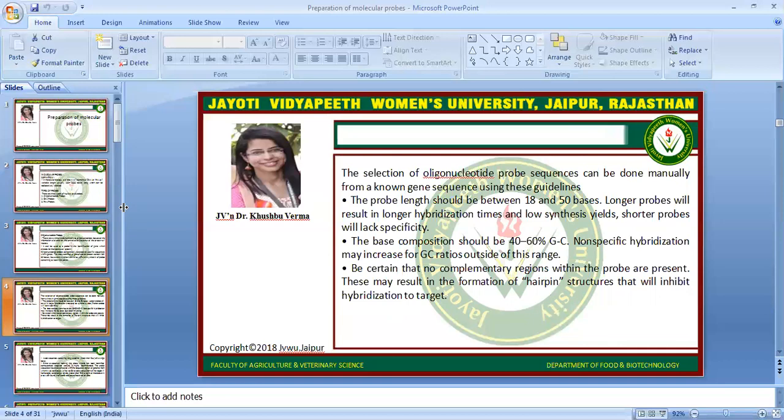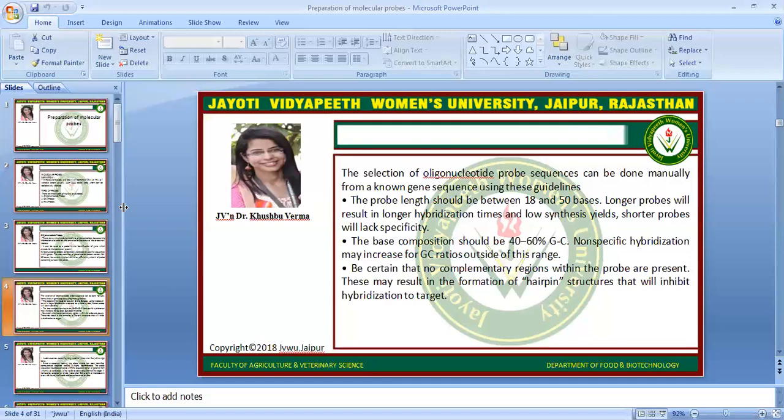The base composition should be 40 to 60% GC content. Non-specific hybridization may increase for a GC ratio outside of this range. The next guideline is to be certain that no complementary regions within the probe are present. These may result in the formation of hairpin structures that will inhibit hybridization to the target.